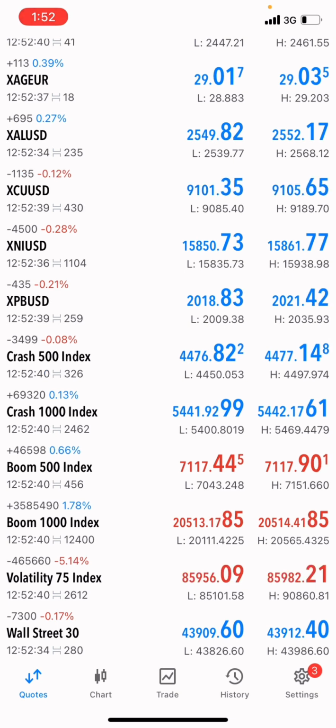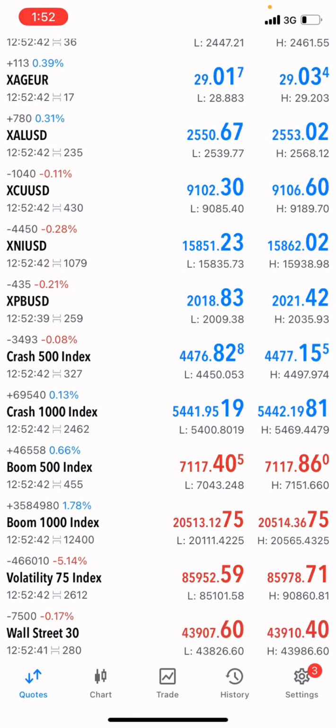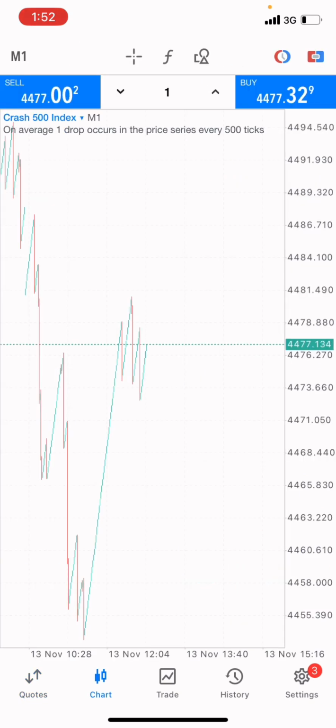Okay, now as you can see right here, we're going to begin on the crash 500 index market. When you're trading these boom and crash indices, there are things you need to observe in this market, such as the amount of lot size. Then you look at the market condition. These are the things you need to watch out for. Then how volatile the market is.